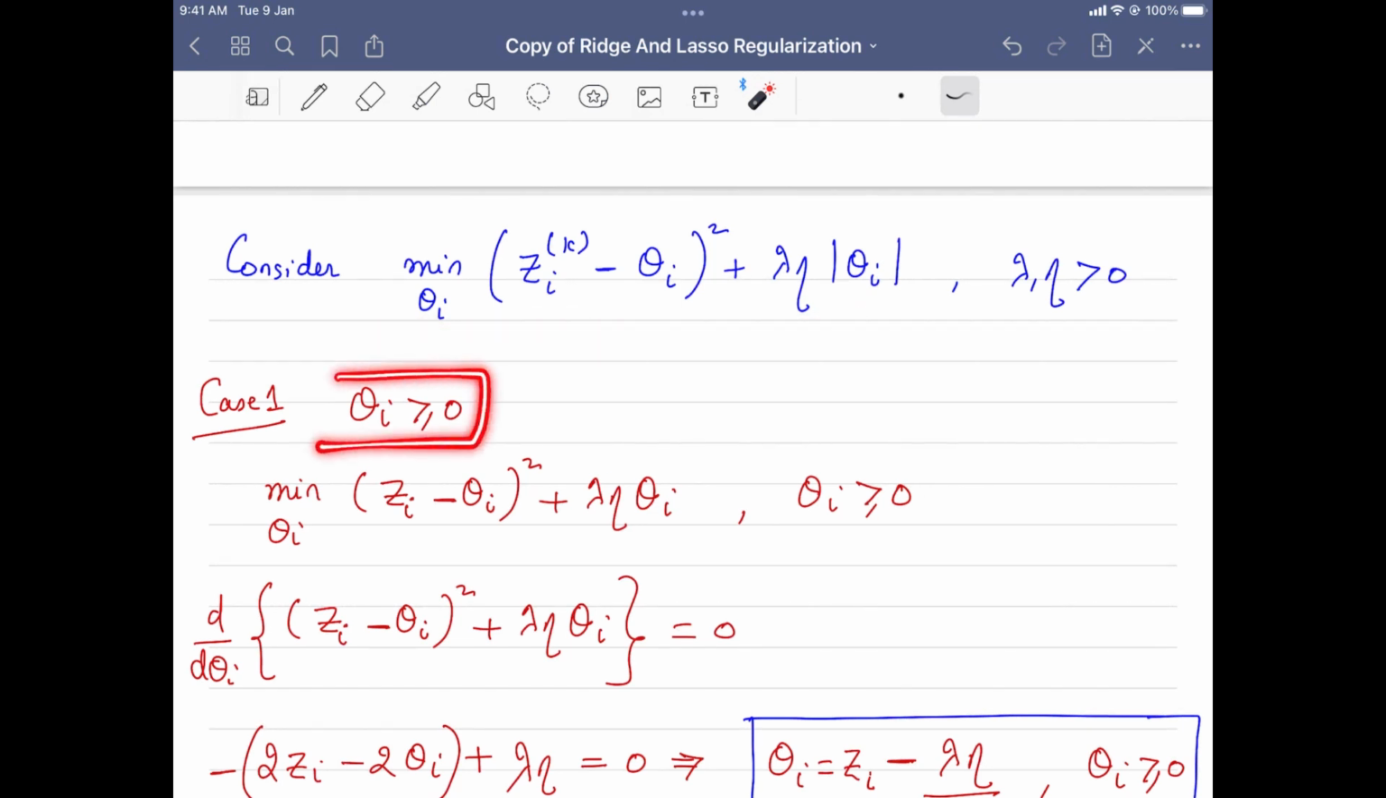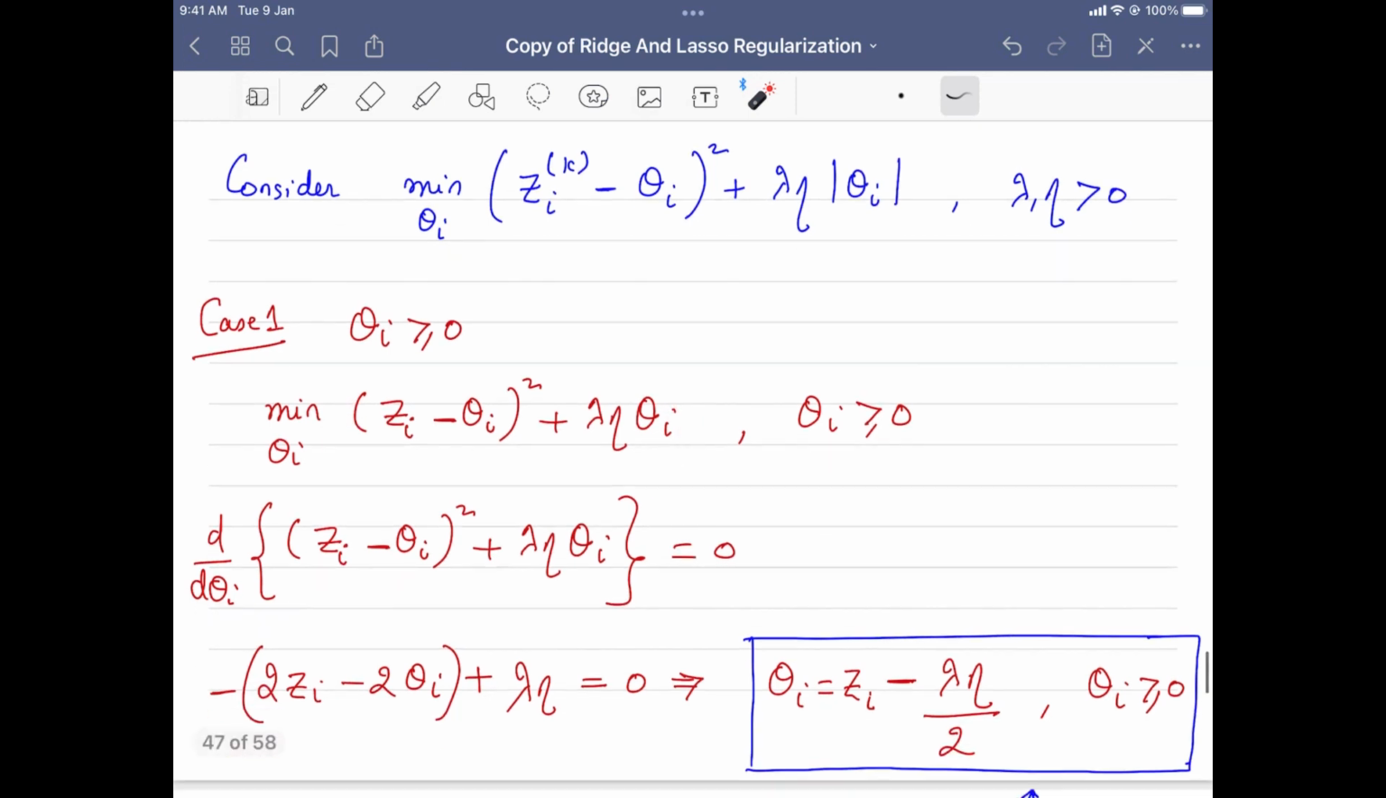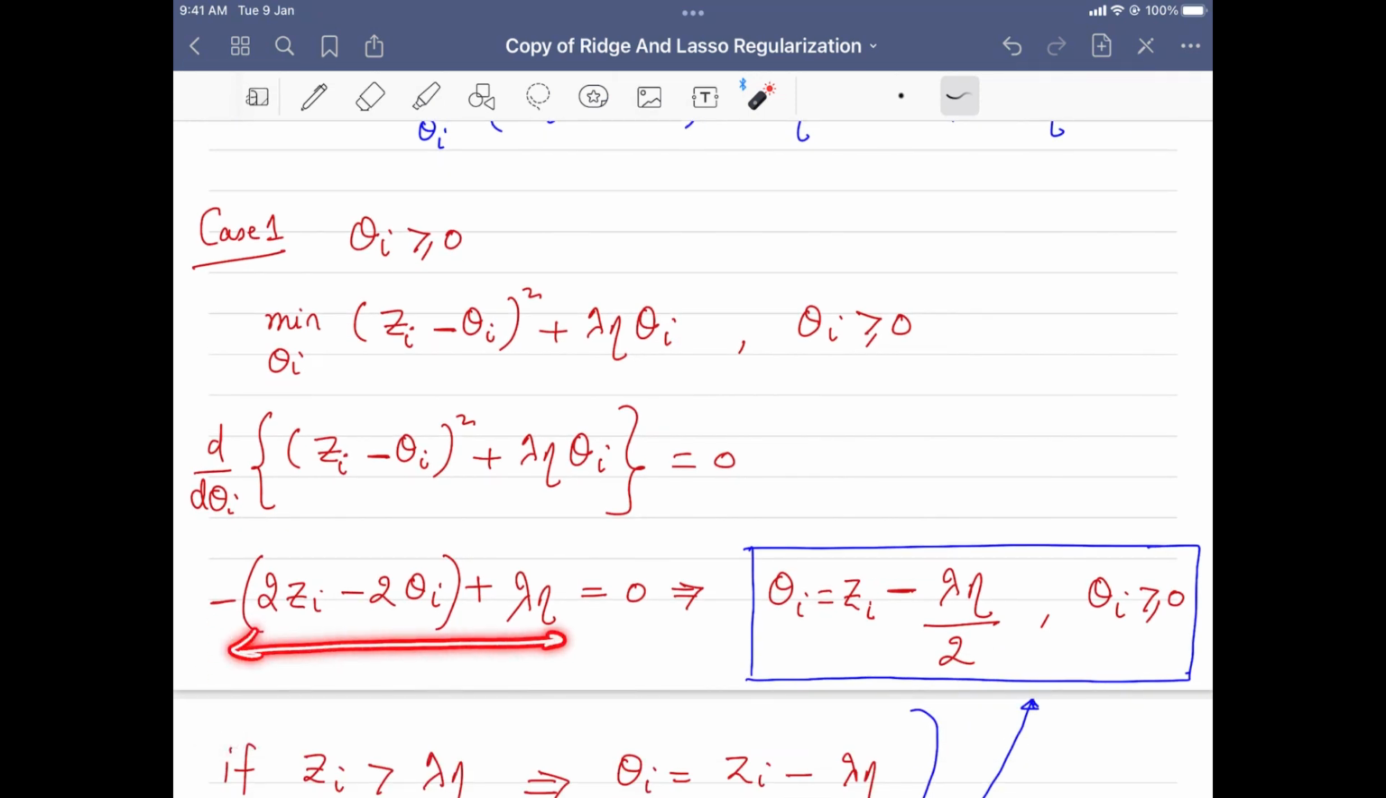So when your theta i is greater than 0, the absolute value of theta i, in the case of theta i greater than 0, you can simply write as theta i. And this is simple, right? You are trying to find the minimization of this particular expression. Once you take the derivative of this with respect to theta i, you can find the expression for theta i. Here you can see theta i is related to zi by this expression: theta i is equal to zi minus lambda eta by 2. So this is the expression for your theta i when theta i is greater than 0.